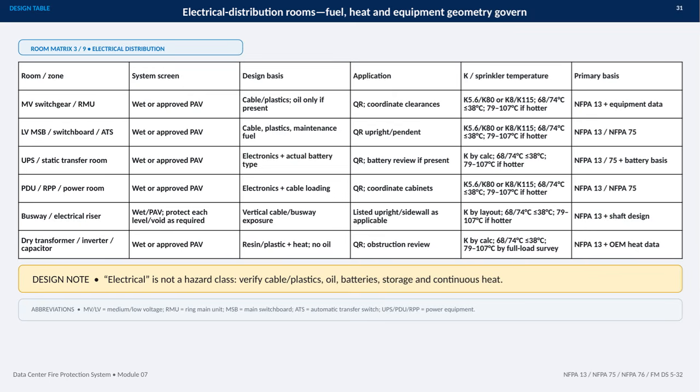For switchgear, switchboards, ATS equipment, UPS rooms, and PDU or RPP spaces, the typical screen is a wet system or an approved preaction valve arrangement, with quick-response sprinklers coordinated around cabinets and clearances. Temperature ratings and K-factors depend on the room temperature and the hydraulic design.